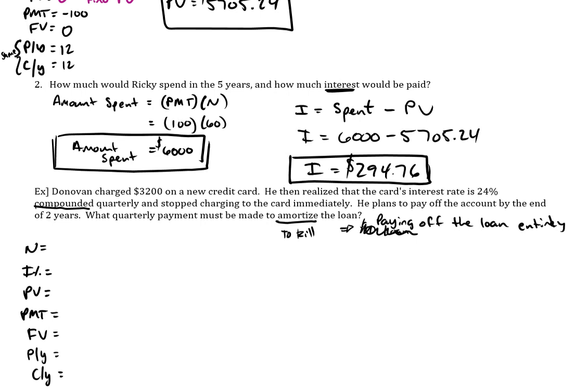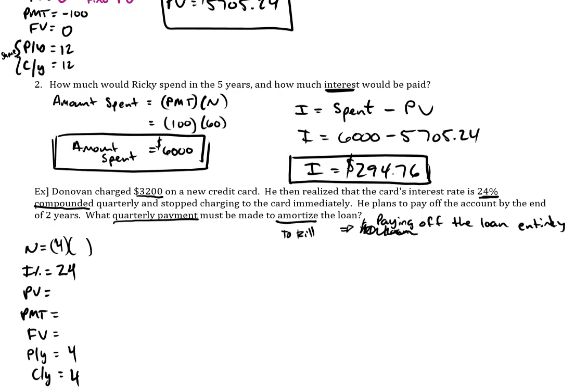So it says Donovan charged $3,200 on a new credit card. He then realized that the card's interest rate is 24% compounded quarterly. And remember, you can fill these in any order that you want. So, for instance, the 24% is easy. And then compounded quarterly, that would be the payments per year and the compounds per year, because again, they're the same number. And it says it down here as well, the quarterly payment. So we know it's quarterly, so 4 and 4. And even there, you can put 4 into the N and then leave a parenthesis. Eventually, we need to put time also in there.